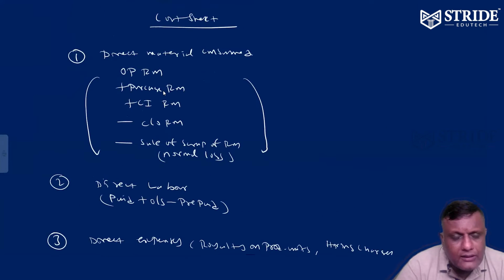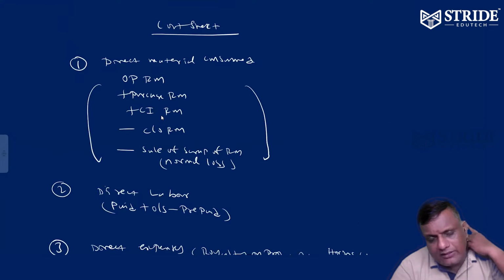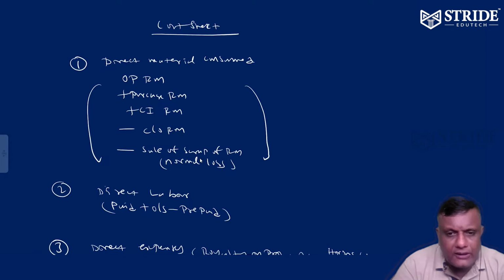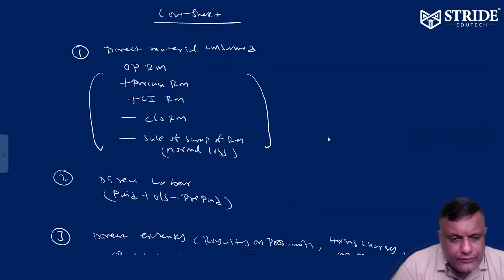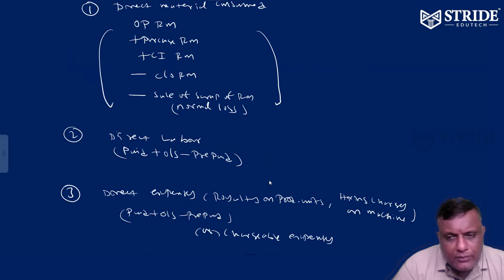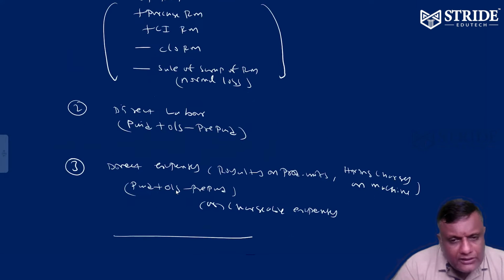One mark here. Opening raw material plus purchase of raw material plus lorry charges on raw material, carriage inward, minus closing raw material, minus sale of scrap of raw material, normal loss. Two, direct labor: paid plus outstanding minus prepaid. Number 3, direct expenses: royalty on production, hiring charge of machine, paid plus outstanding minus prepaid, or chargeable expenses.